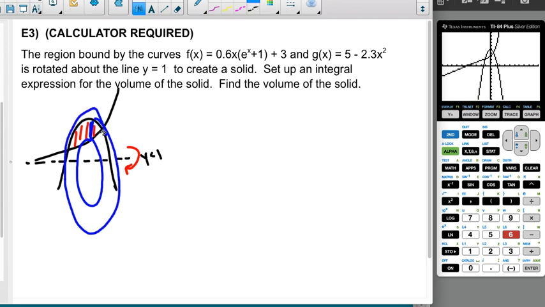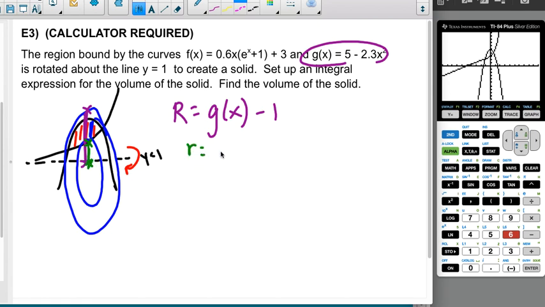Again, you don't have to be awesome at sketching these graphs, but you do have to have enough of an idea that you can sketch the graph without it being a big issue. So it seems to me that my big radius is the parabola, because that's definitely the parabola. So this guy, right? My big radius is this guy, g of x, minus the axis of rotation. My little radius is the e to the x thing, which is the f of x, minus the axis of rotation. All I need now are the bounds. I know that they start here and end here. I just need to find those values.